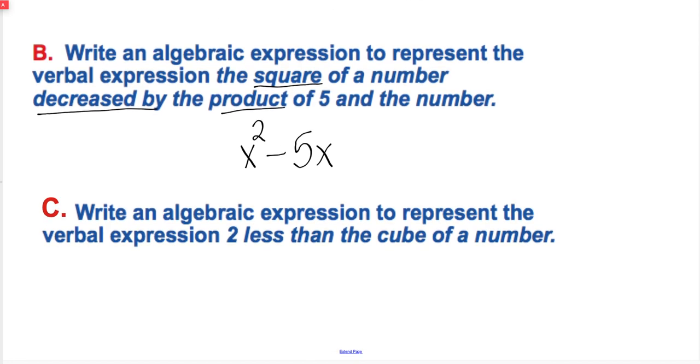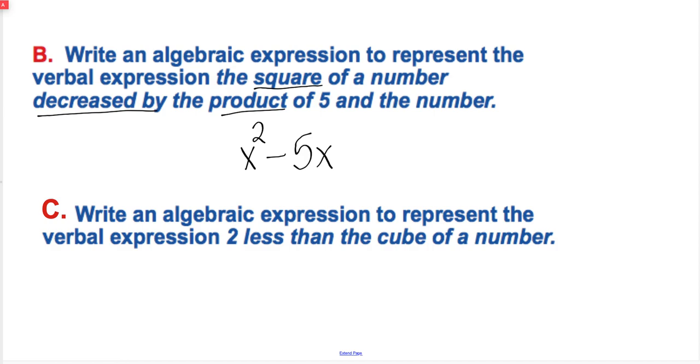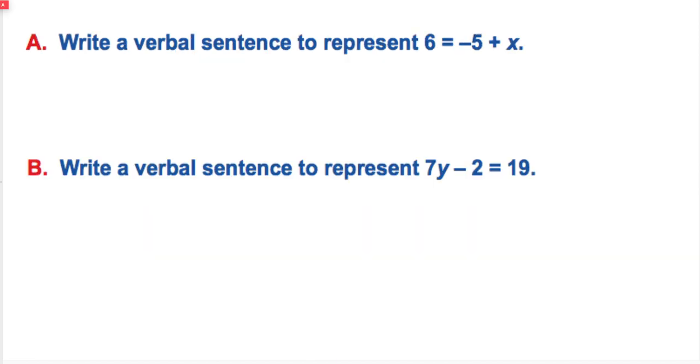That should make sense. And then C, 2 less than the cube of a number. So this is similar to A, okay? It's 2 less than a number, so the cube of a number, x cubed, 2 less. So x cubed minus 2, okay?